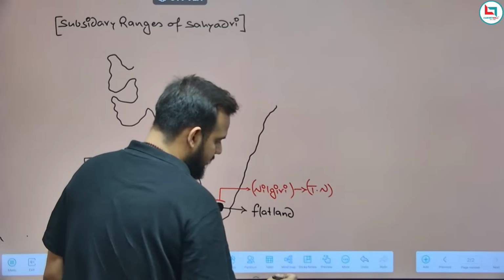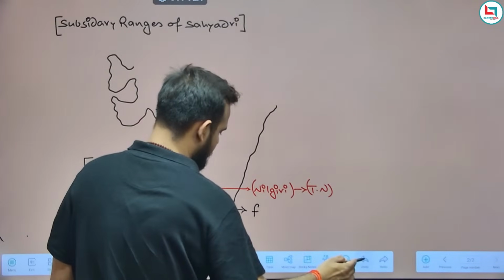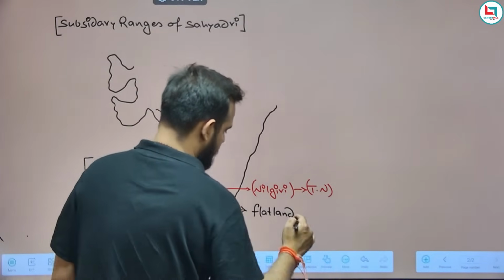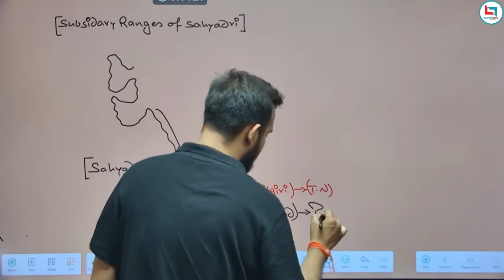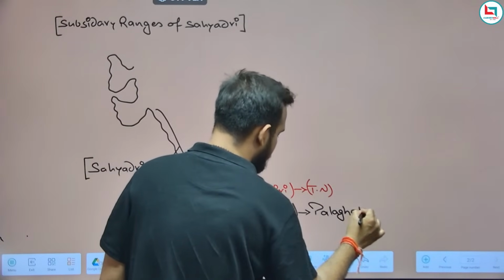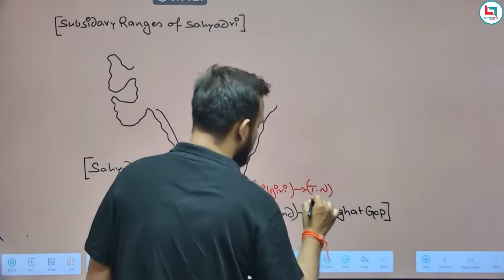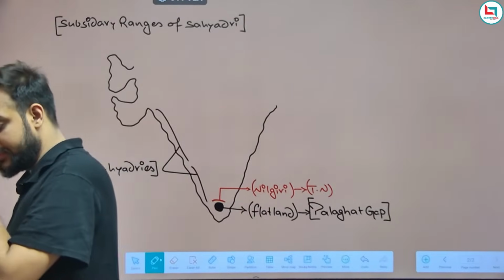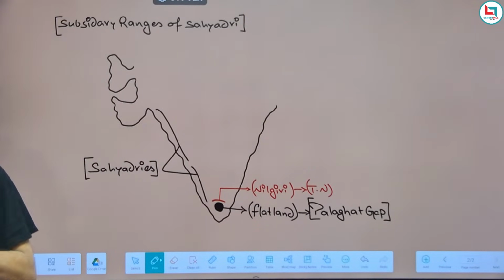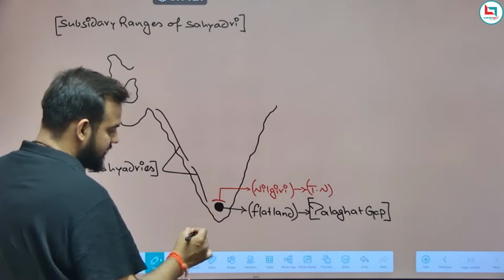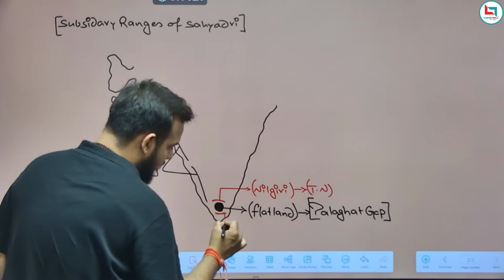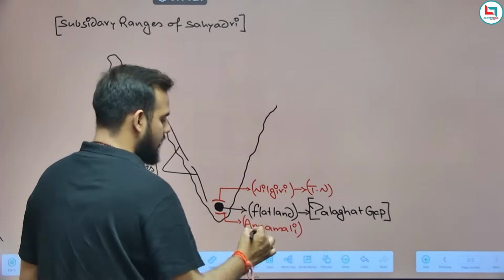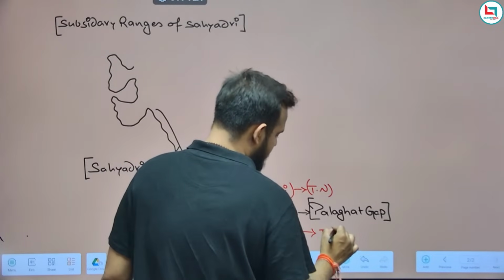Okay, so this is the flatland, and it is known as Palaghat. Yeah. So these are the things. When we look towards the south of this particular flatland, we have the presence of Annamalai. This flatland is also present in Tamil Nadu. And in the south of this flatland, here we have the presence of Annamalai. And remember, guys, this Annamalai is also present in the state of Tamil Nadu.